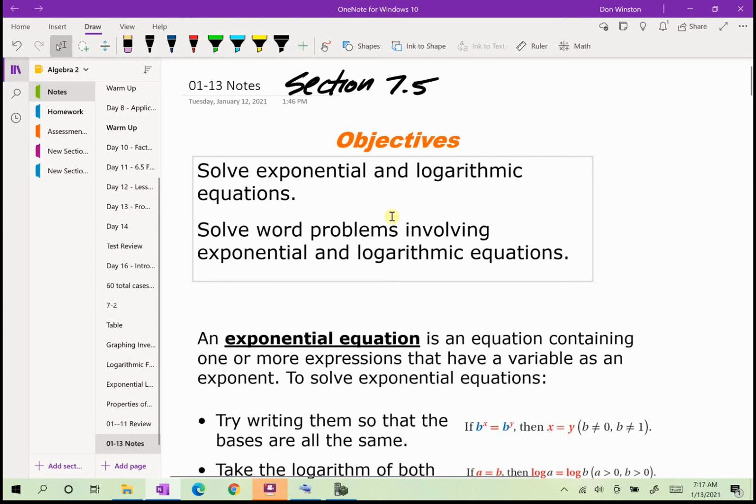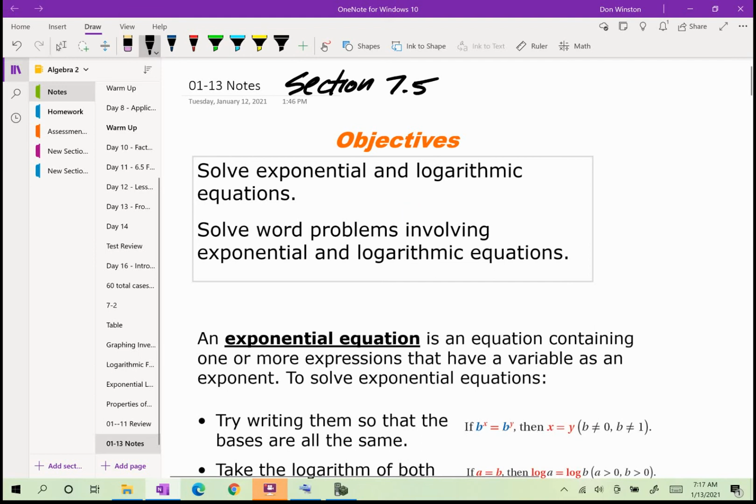Good morning, everyone. Today we're going on to section 7.5. Our objective is to solve exponential and logarithmic equations. So we'll put into practice everything you have learned in sections 7.1 through 7.4. After all, what would algebra or algebra 2 be if we didn't have to solve equations?